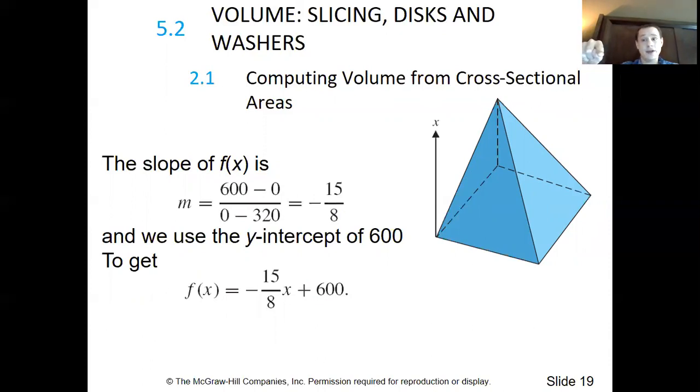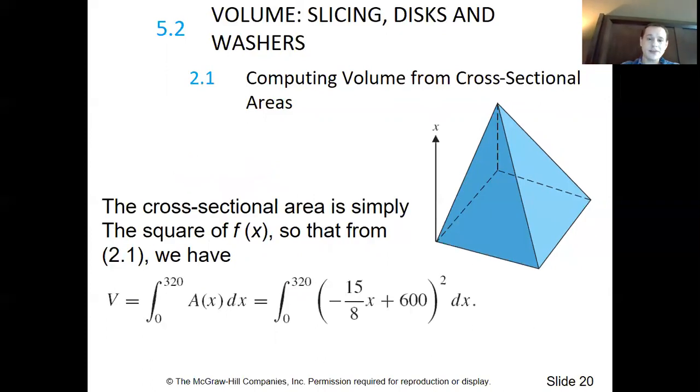Well, it's a square. So the area of this square is going to be whatever f of x is times f of x, or f of x squared. And that's exactly what they do. The area is f of x squared, the length of each side squared. The thickness of each volume is dx. So a little chunk of volume is (-15/8 x + 600) squared.